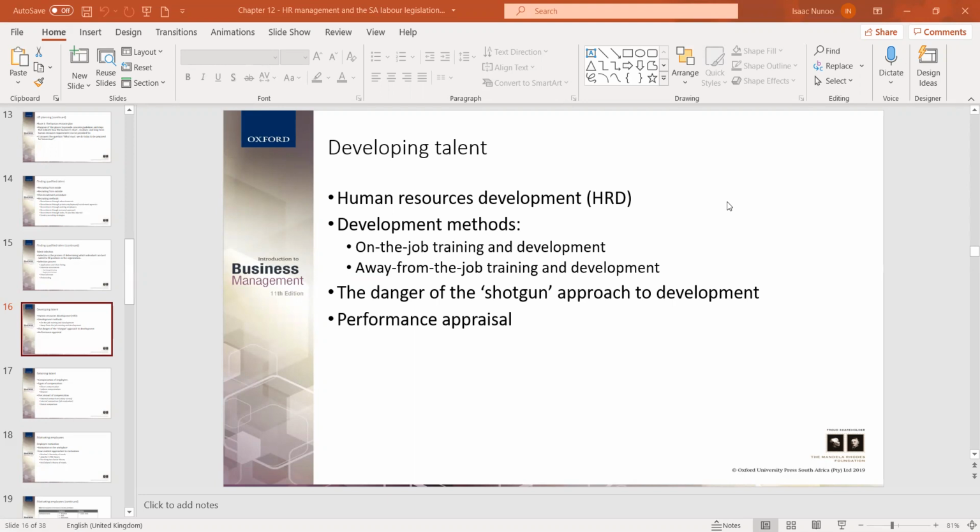So all we are saying about developing talent is that you need to position or train human resource so that they have the skill set, preparing them for current and future jobs and the job demands. In terms of developing methods, we have basically two types: on-the-job training and development, and away-from-the-job training and development.